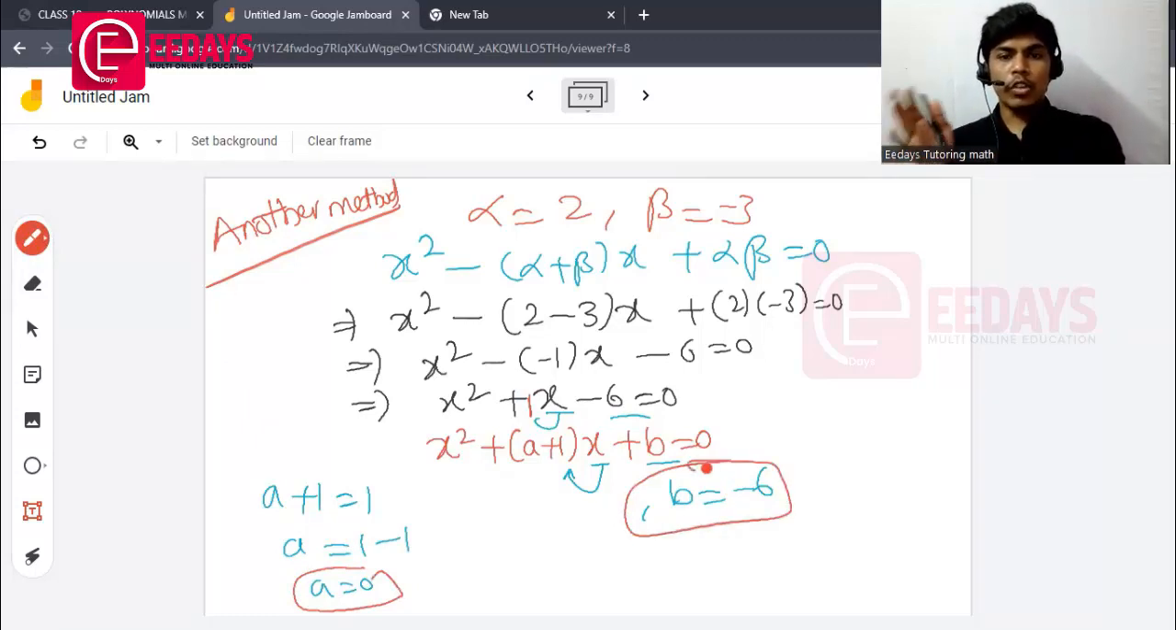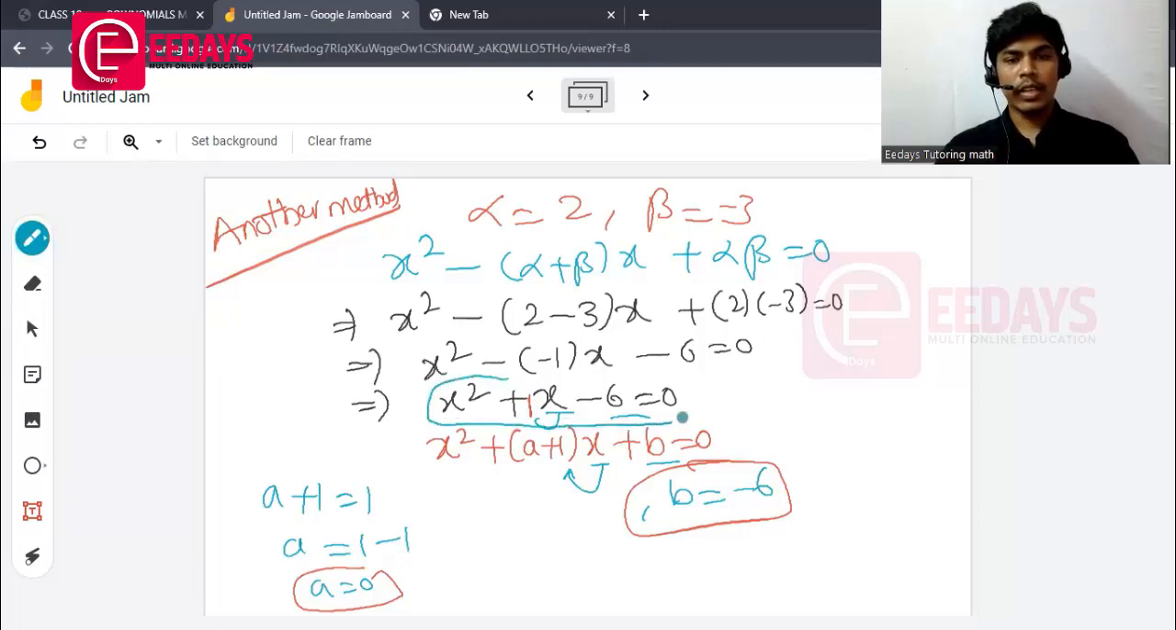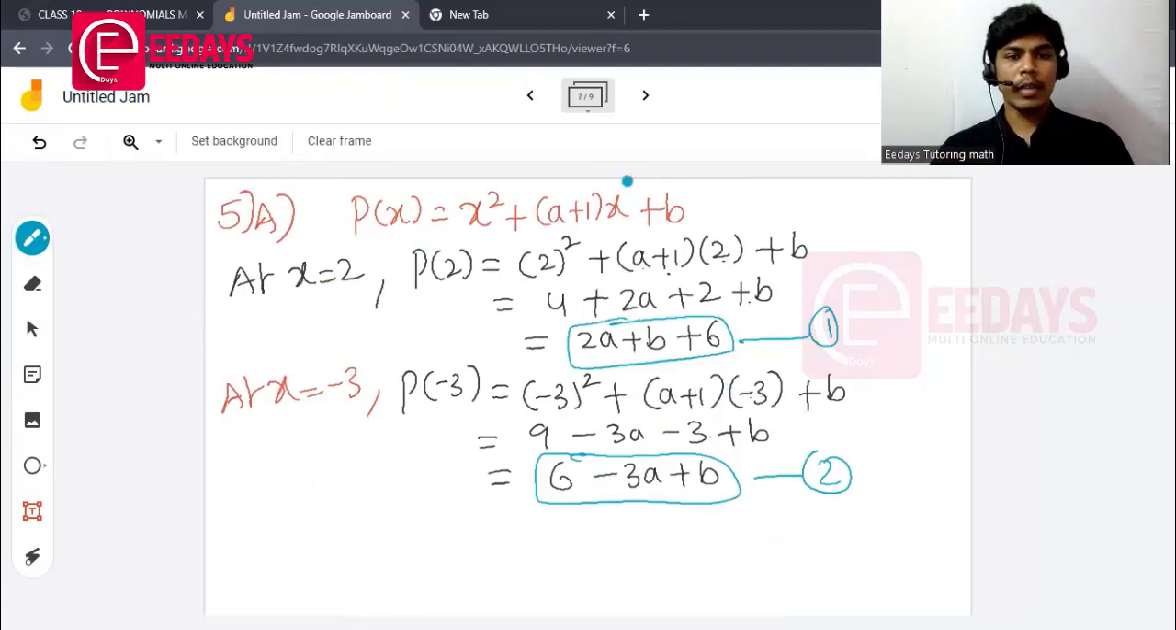So observe the two methods. Whichever method you find easy, you can solve with that method. This is the equation I get. All right, I hope everyone understood. I will pause here for 15 seconds. Observe the method. I'll show you the previous method and tell me which method is very easy.